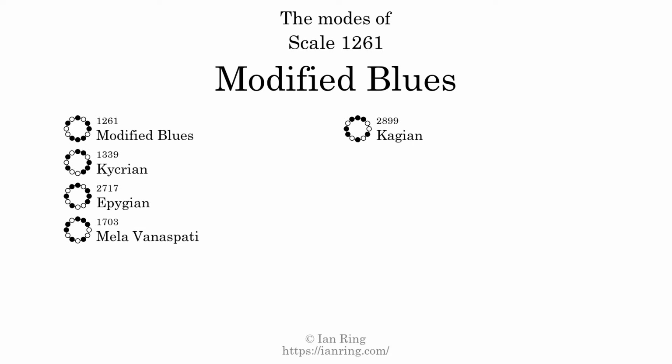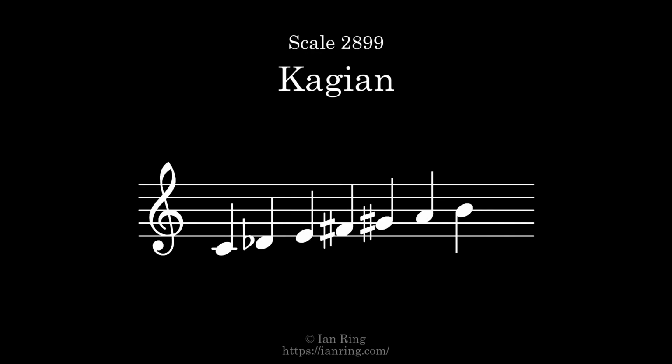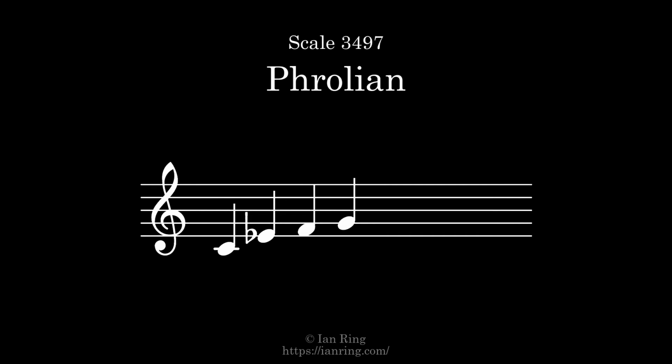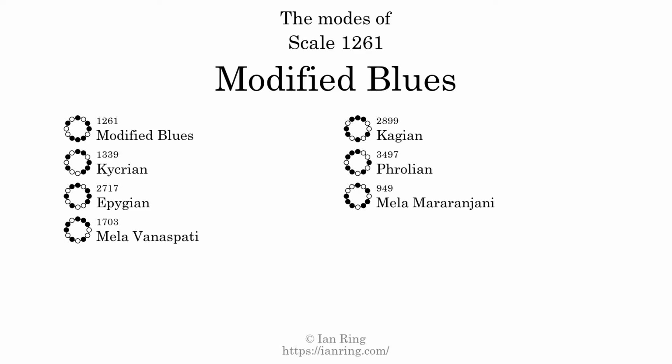The fifth mode is scale 2899, also known as Cajun. It sounds like this. The sixth mode is scale 3497, also known as Frolian. It sounds like this. The seventh and last mode is scale 949, also known as Mela Mararanjani. It sounds like this.